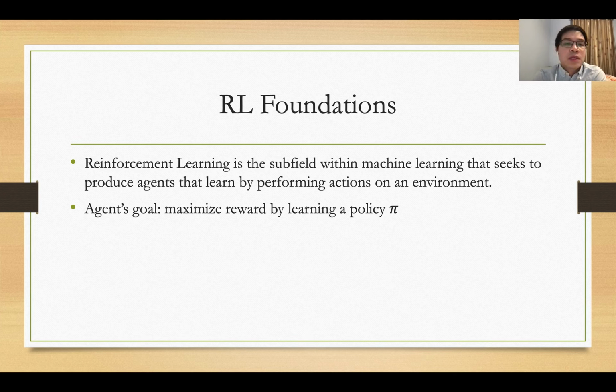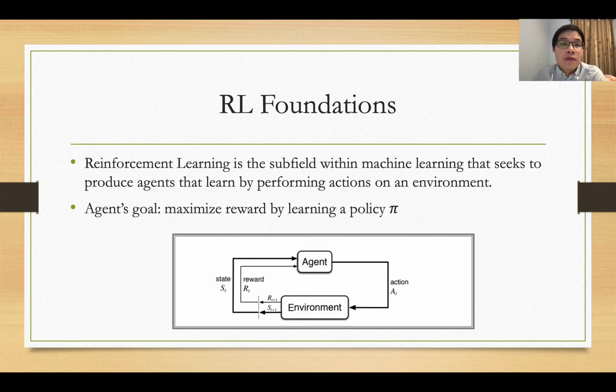So what is reinforcement learning? Reinforcement learning is a subfield within machine learning that seeks to produce agents that learn by performing actions on an environment. The goal of the agent is to maximize its expected reward by learning a policy, which we denote as pi. I'll define what pi is later, but essentially it just informs the agent on what actions to perform in order to get the most reward. The following image illustrates the typical interaction between an agent and its environment. In a single time step, the agent performs an action on the environment, and the output of the environment is a reward for taking that action and the next state.